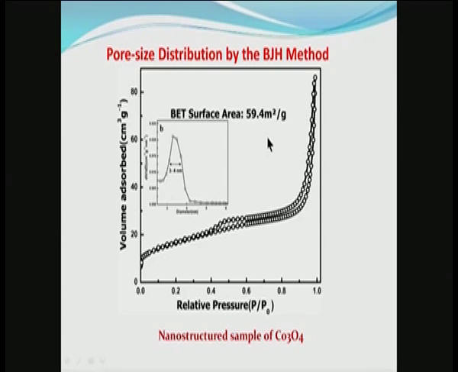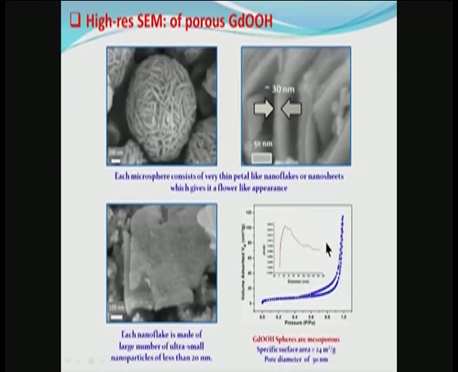What is shown here is a plot of this kind, and this plot is known as a Barrett-Joyner-Halenda plot, the BJH plot. That is a plot of dV/dd versus diameter, that is, the derivative of the volume versus the diameter of the pore. So, this graph is known as the BJH plot.